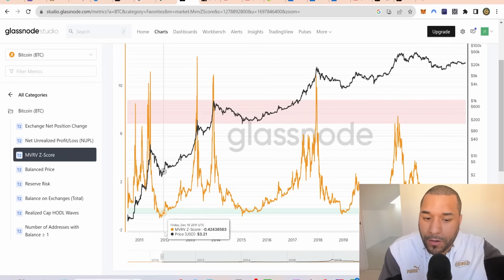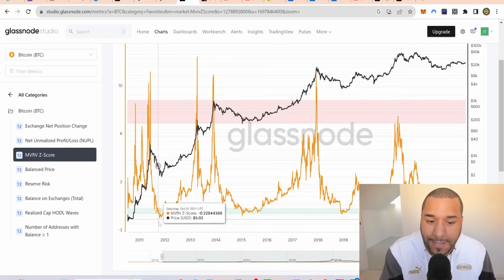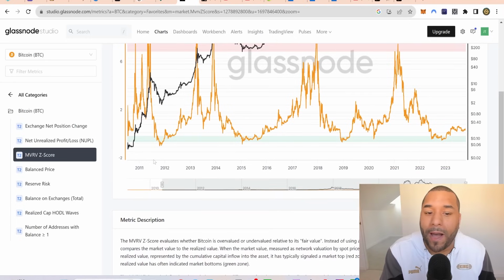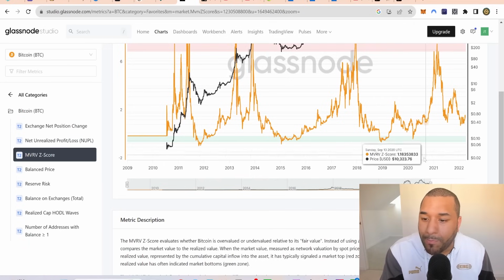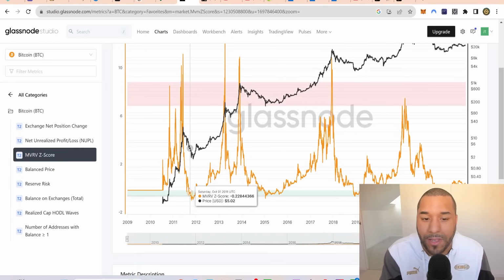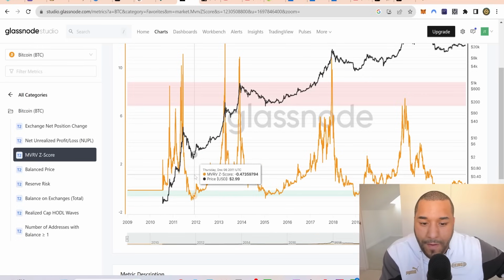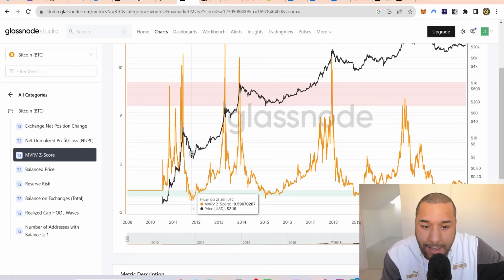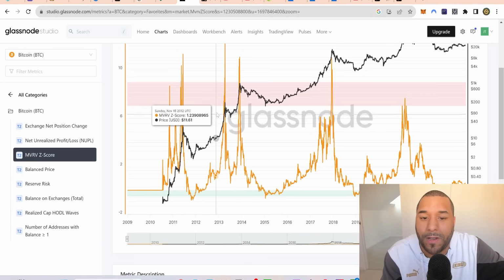If you look at this orange line and you see it down in this green zone, you buy the crap out of it. I don't care what anyone tells you. You buy the absolute crap out of Bitcoin, because this is going to be the buy of a lifetime when you see this orange line come down into this green zone down here. The black line represents Bitcoin's price.